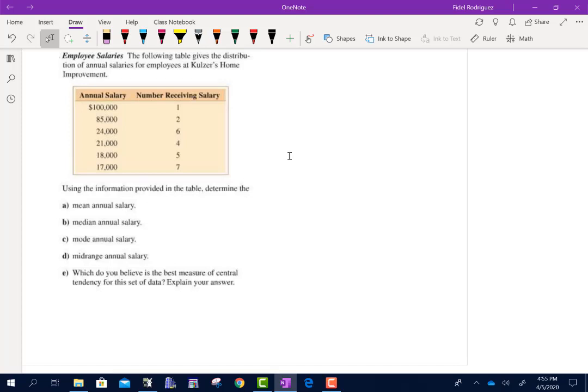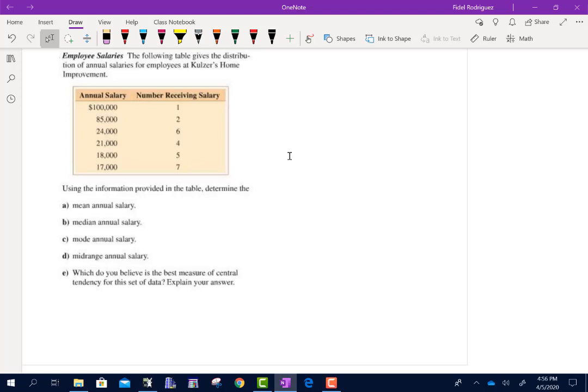All right, so what we're going to do here, we're going to see if we can find the mean, the median, the mode, mid-range, and then which is the best measure of central tendency. Okay, so let's take a look-see here.